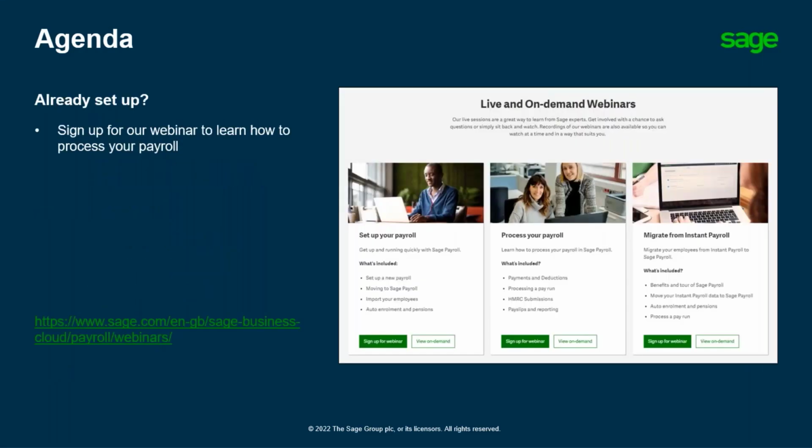Now, a quick note, if you have already completed the setup process, you may wish to sign up for our other webinar to learn how to process your payroll. So you can find these on sage.com if you follow the link on the current slide. You can get to that link if you download a copy of the slides from the handouts section or also in our useful links. So process your payroll tells you how to actually use the software and process a pay run. This one focuses on getting everything set up.